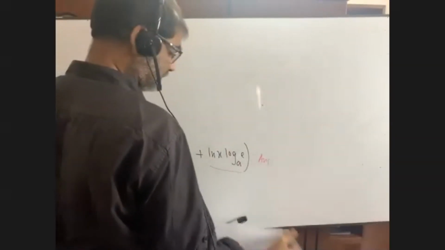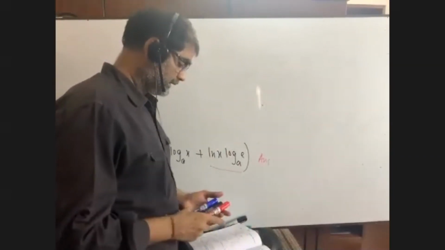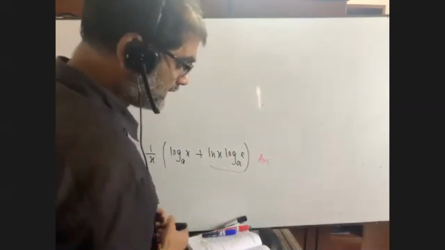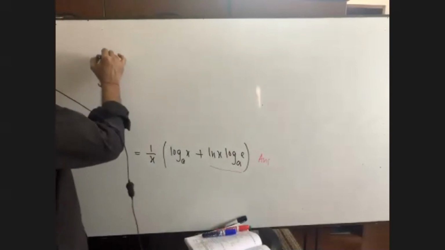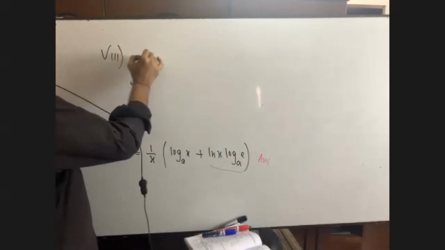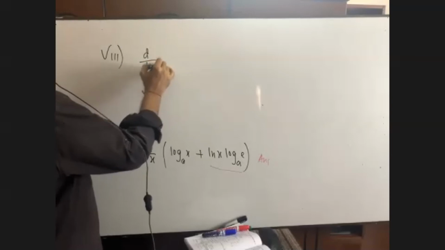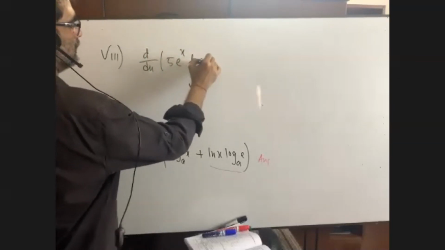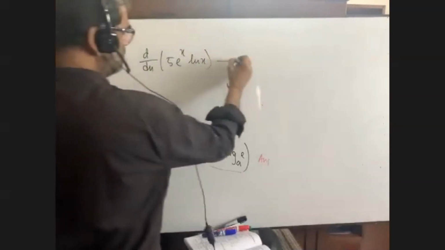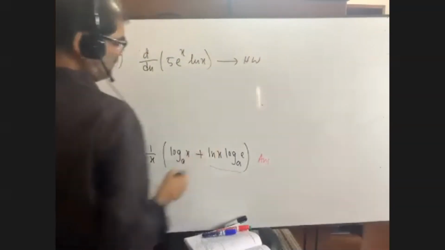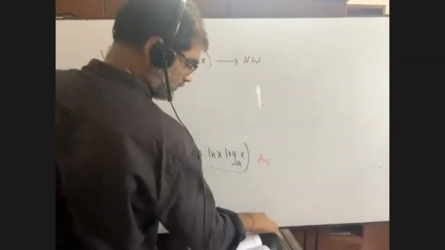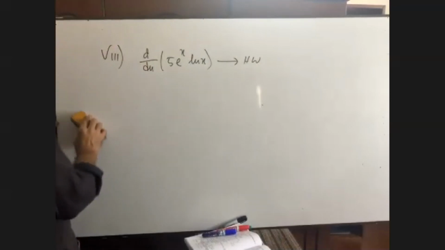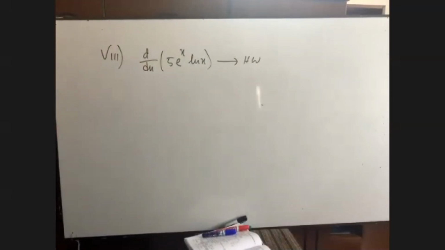Okay. Now, next question. 5 e to the power x ln x, d by dx of 5 e to the power x ln x. Please, you do it at home. Can you do it at home? Yes, sir. Okay, copy it.